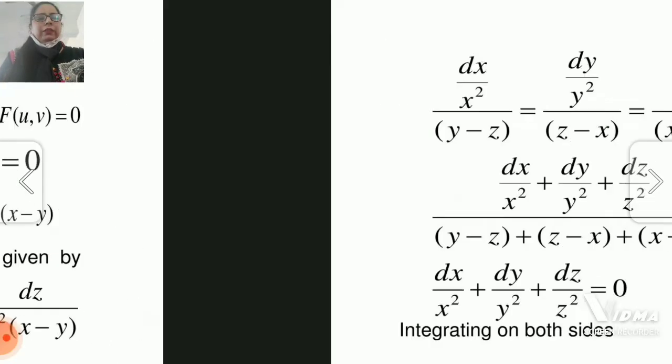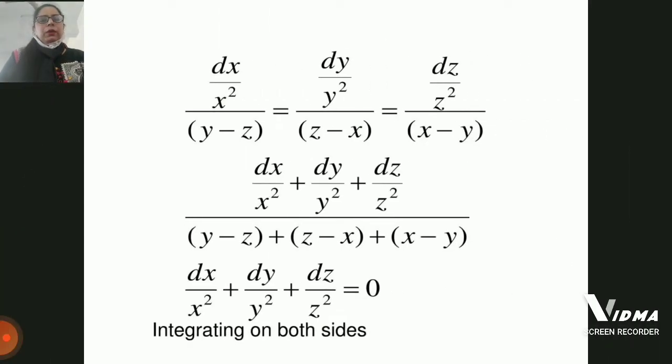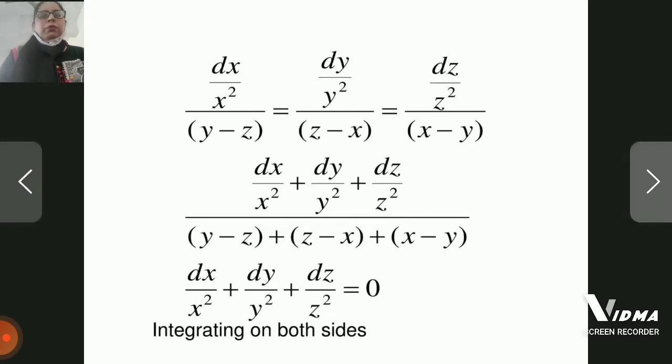Okay, so we have to put out all the values, then we will get dx upon x square divided by y minus x is equal to dy upon y square divided by z minus x is equal to dz upon z square divided by x minus y. Now we have to check this.